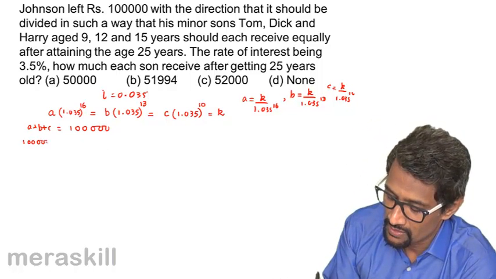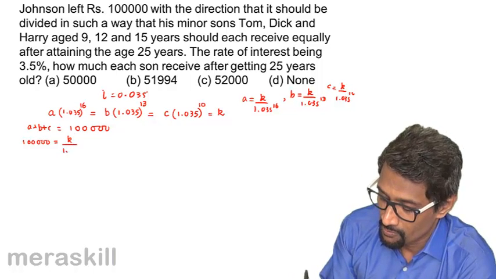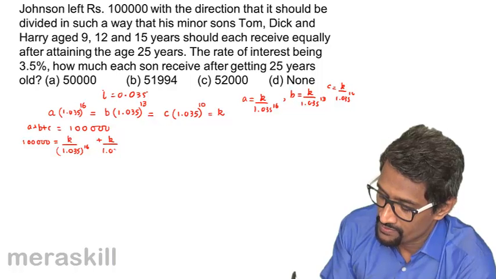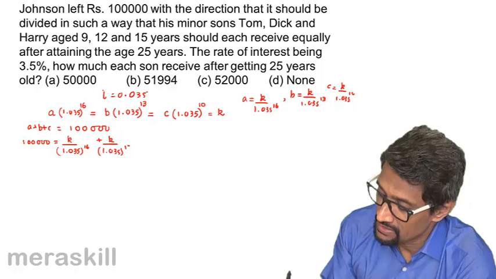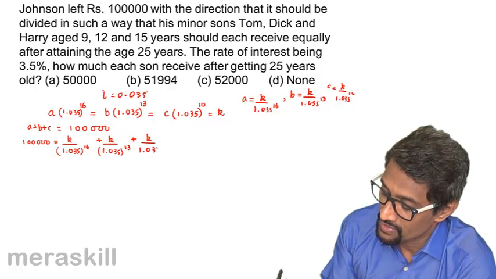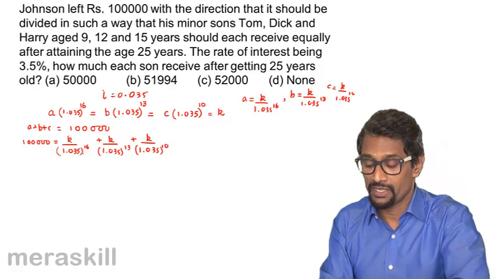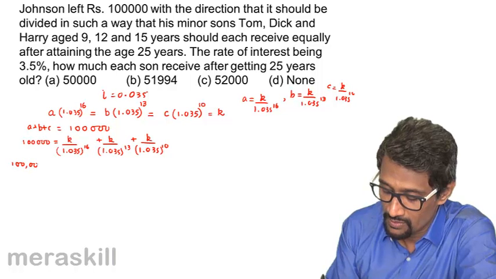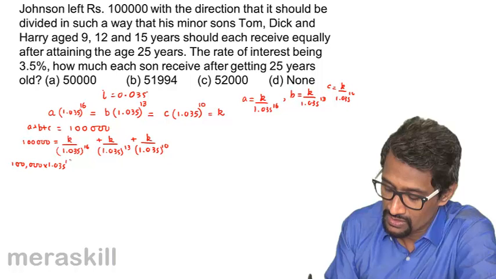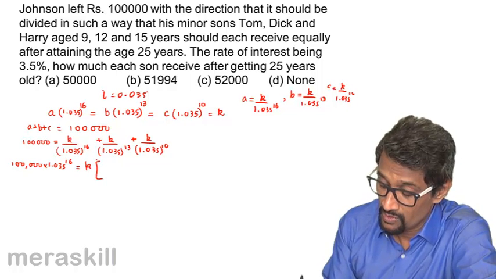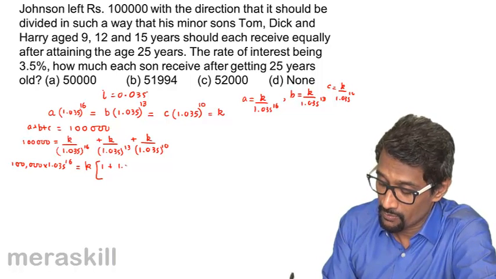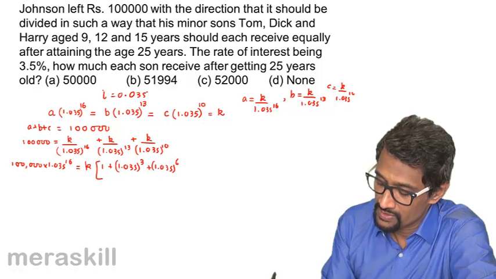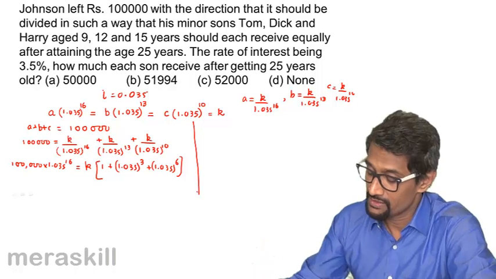Which means that 100,000 is going to be A, which is K upon 1.035 raised to 16, plus K upon 1.035 raised to 13, plus K upon 1.035 raised to 10. Now among these, for the biggest value, either you take LCM or multiply both sides by 1.035 raised to 16. If you do that, you get 100,000 into 1.035 raised to 16 is equal to, you can take out K common, and you get 1 plus 1.035 raised to 3 plus 1.035 raised to 6. So we need to calculate these values. Let's see what we get.